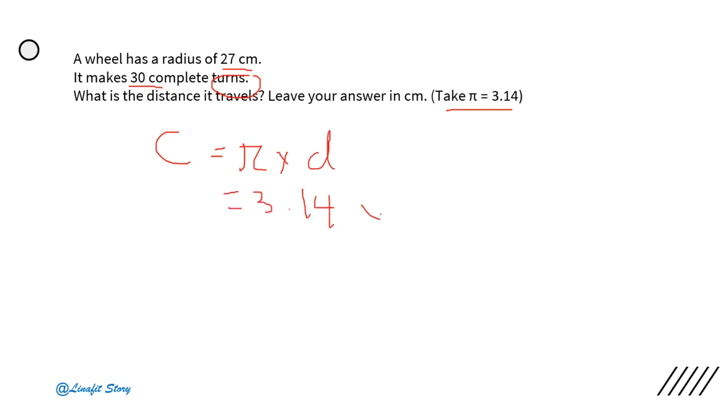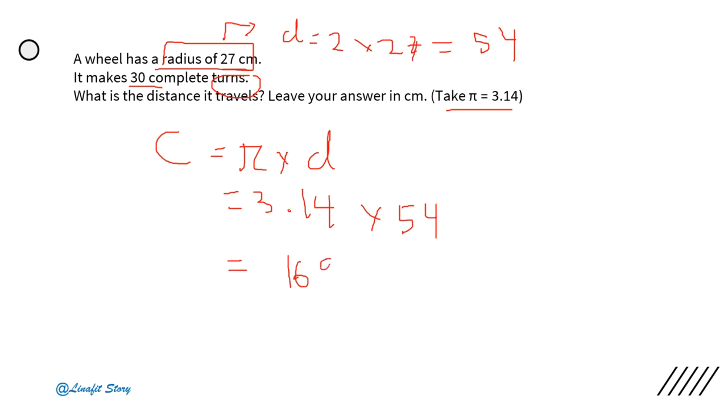3.14 times 54. Why 54? Because the radius is 27, so the diameter is 2 times 27 equals 54. So 3.14 times 54 equals 169.56. And the question, what is the distance it travels?